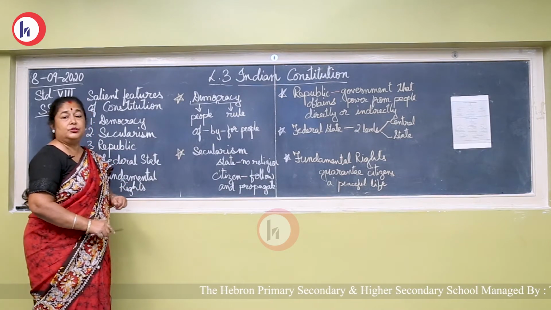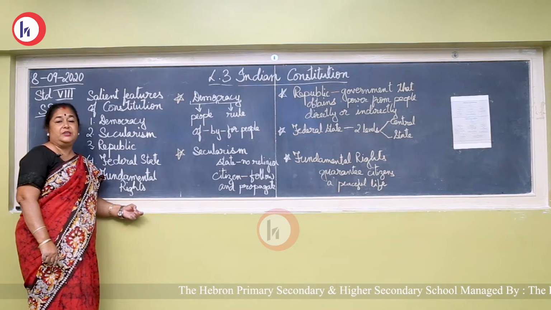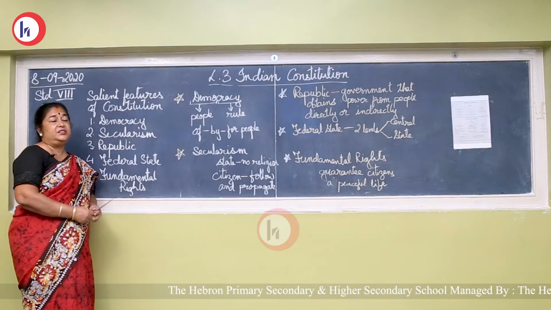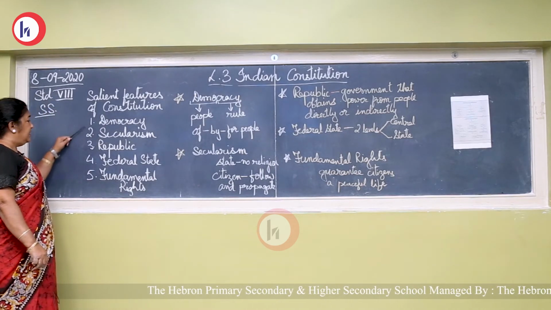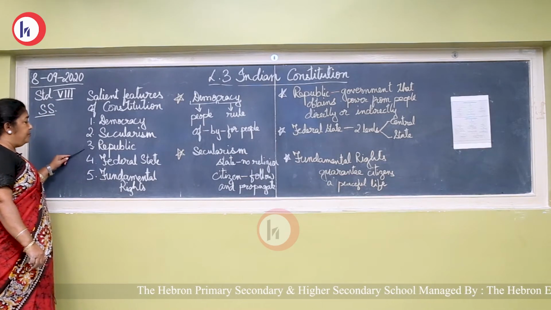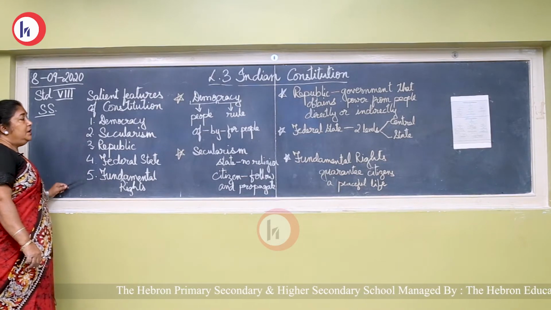We also discussed the leaders who framed the Constitution, the Constituent Assembly. Today I'll be doing the salient features of the Constitution, that is democracy, secularism, republic, federal state, and fundamental rights.